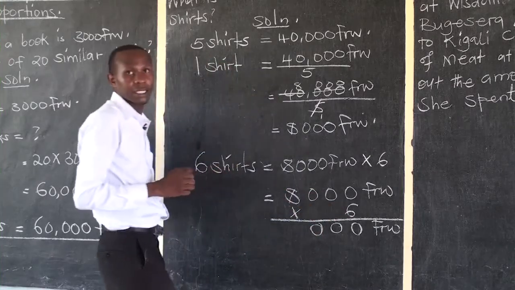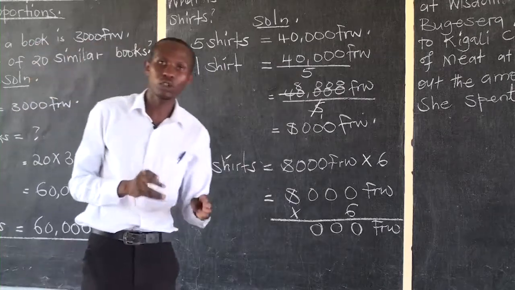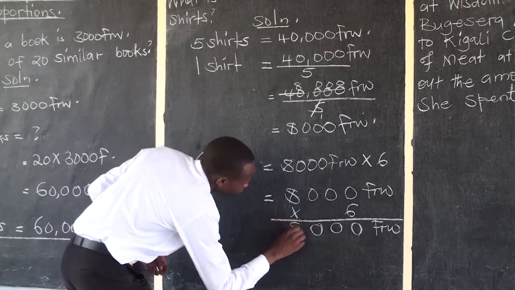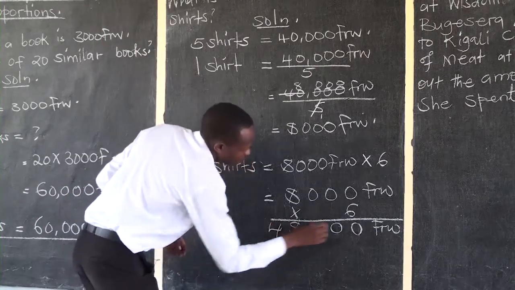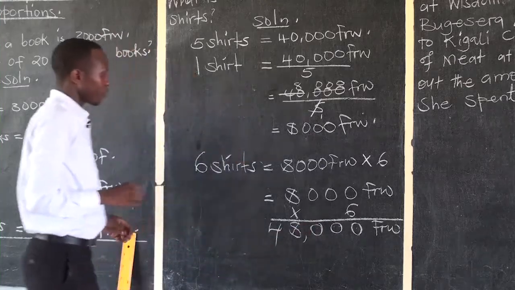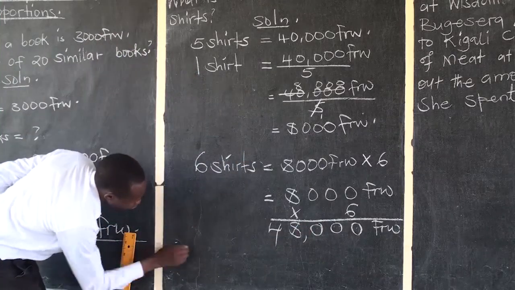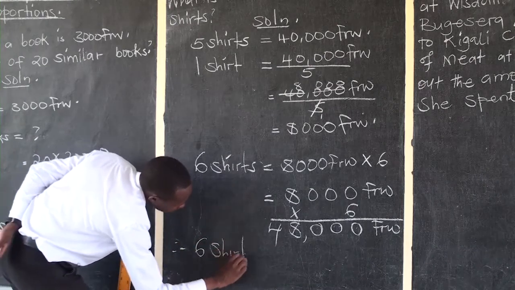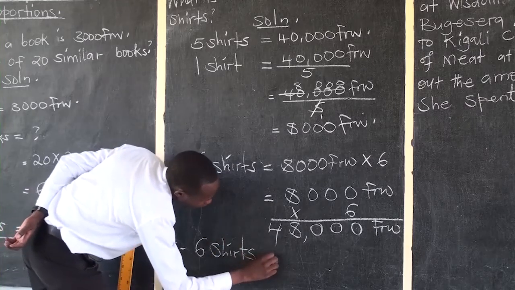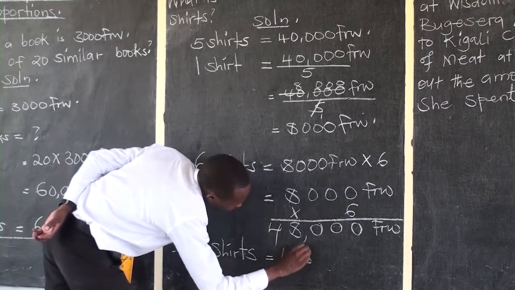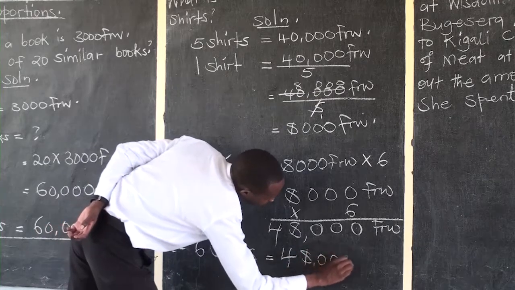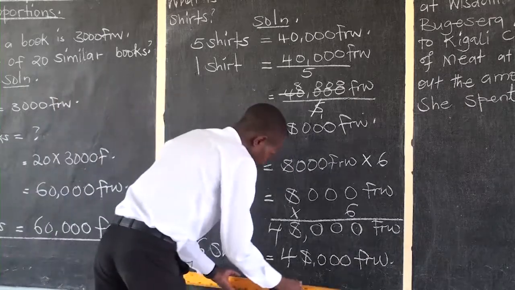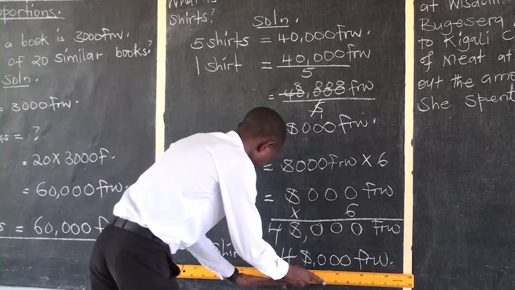6 times 8, it will give us 48. So I'll write it here: 48. Then the comma, 1, 2, 3. Then from there I'll say, 6 shirts will be equivalent to 48,000 francs. Then after that, I'll get my ruler and outline the answer.